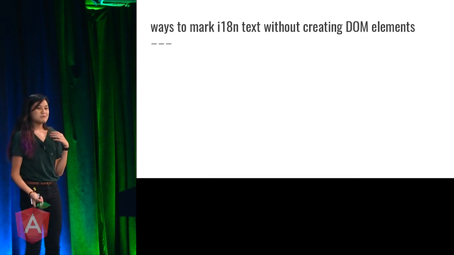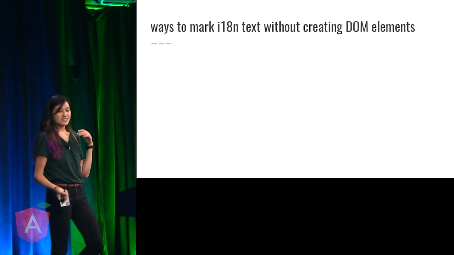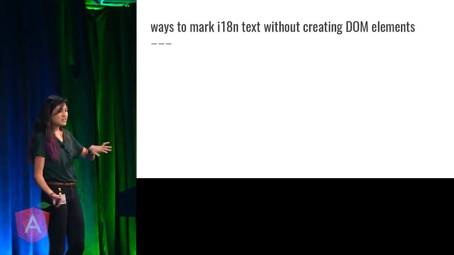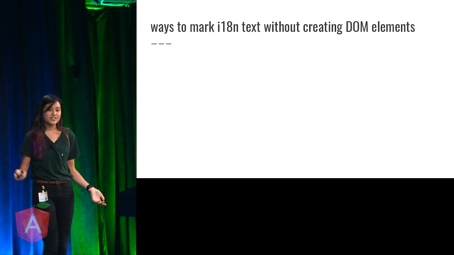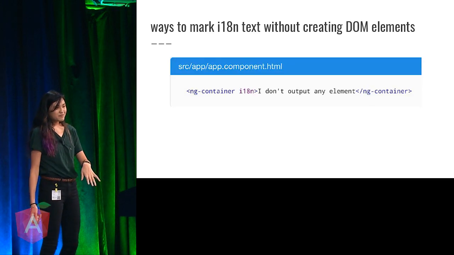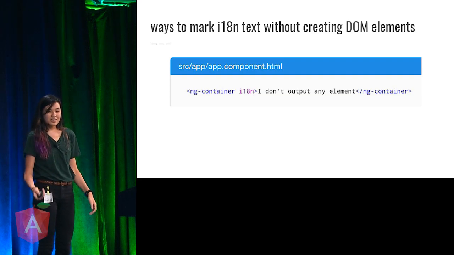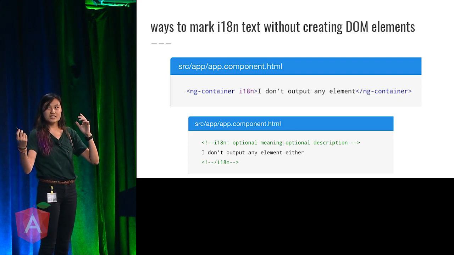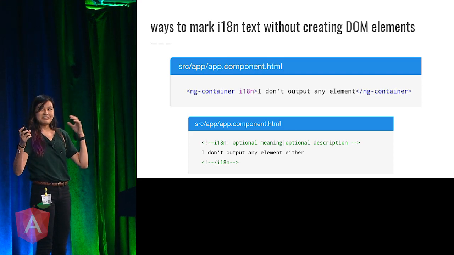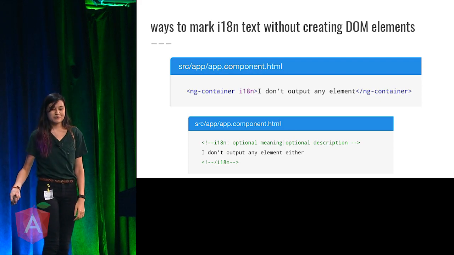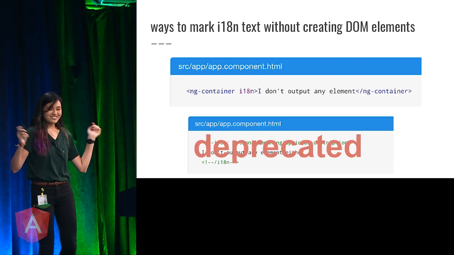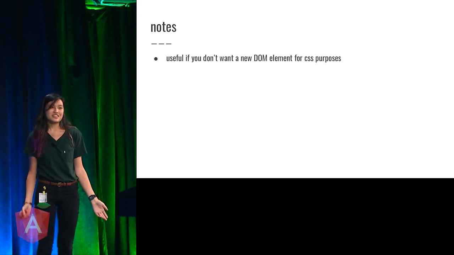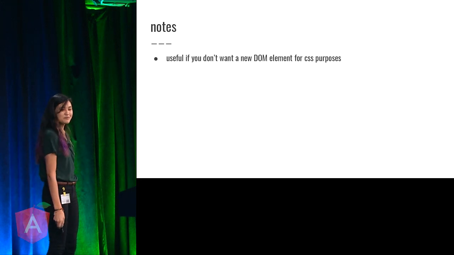Right, so the new things. There are ways to mark i18n text without creating new DOM elements. This could be really useful if you had CSS going on and you didn't want extra DOM elements interfering. One way is to use ng-container, so it doesn't output any element tag. Another way is to use the comment format. It's much like just another HTML element, but in comment form. But this one is deprecated. So, again, it's useful if you don't want to create a new DOM element for CSS purposes.